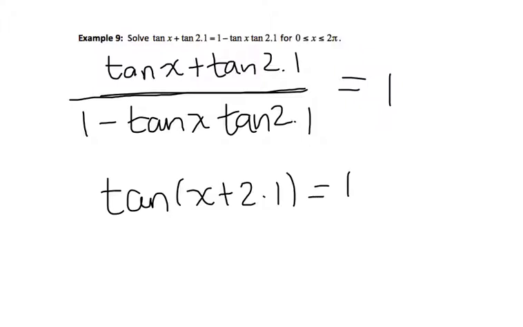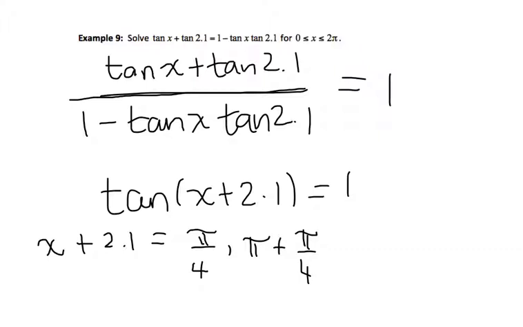So I can think about when tan is 1, that's at 45 degrees, which is pi over 4. So x plus 2.1, that's pi over 4, not pi over 3, pi over 4. It also happens in quadrant 3, so that's going to be pi plus pi over 4, which is also 5 pi over 4.